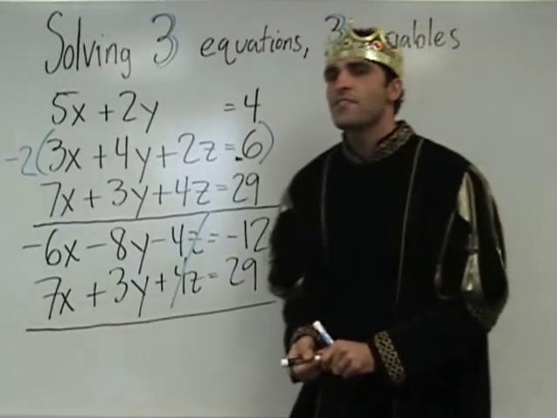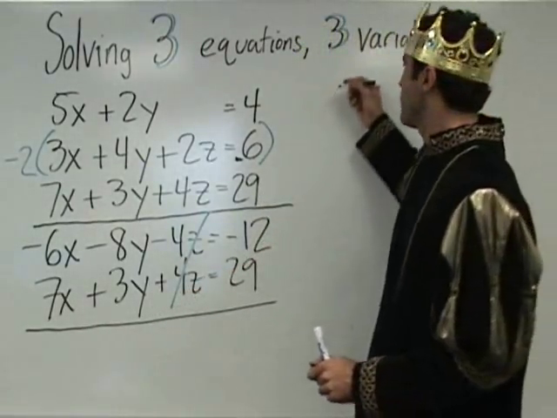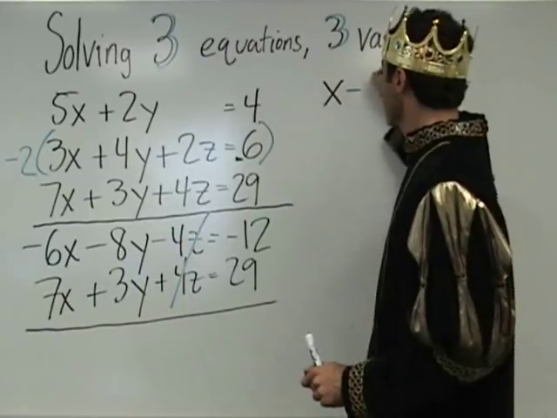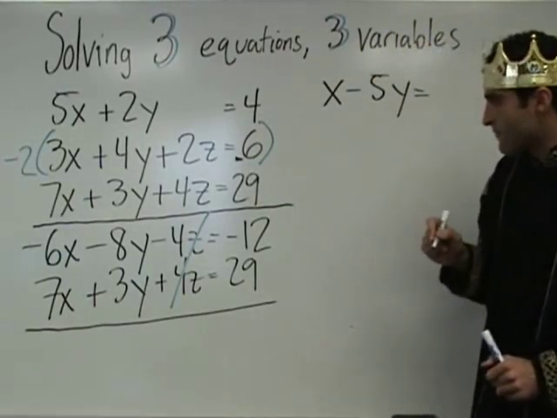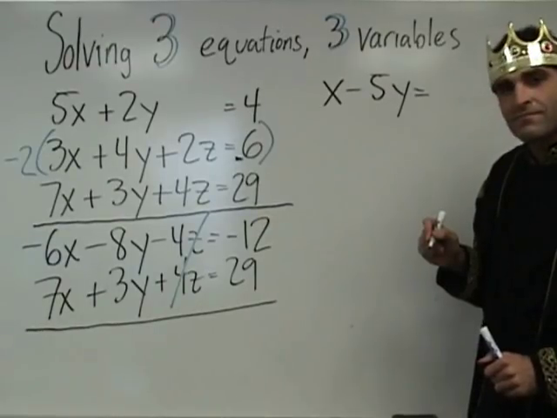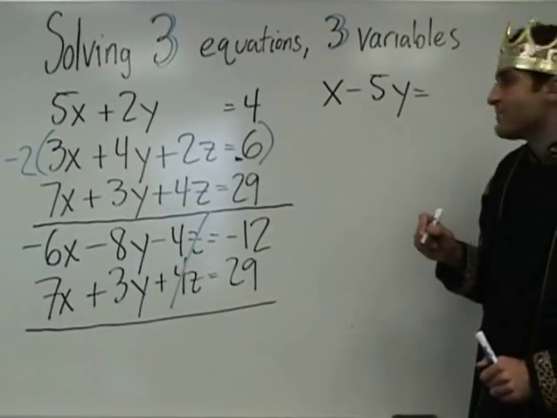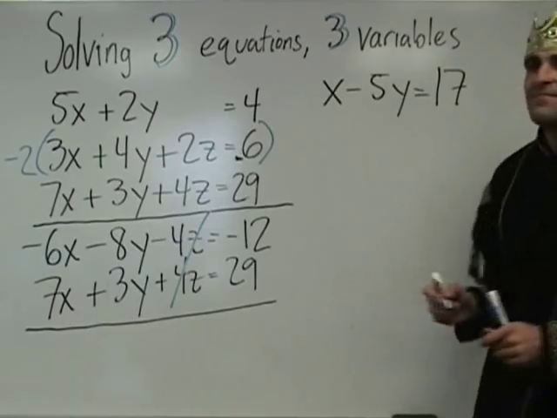So combine the two equations, resulting in x minus 5y equals negative 41. I mean, negative, no, 12. No, subtract. 29 minus 12 is 17.